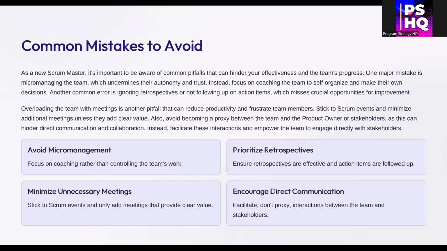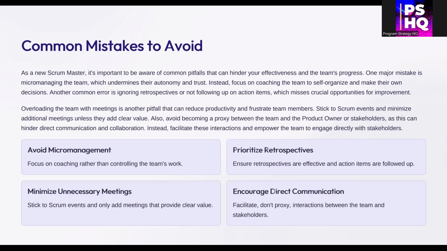Third, resist the urge to overload the team with meetings. Stick to Scrum essentials and only add what's truly valuable. And don't act as a bottleneck between the team and the stakeholders. Facilitate their interactions instead. It builds trust and transparency. Learn from these mistakes and you'll dodge unnecessary roadblocks.